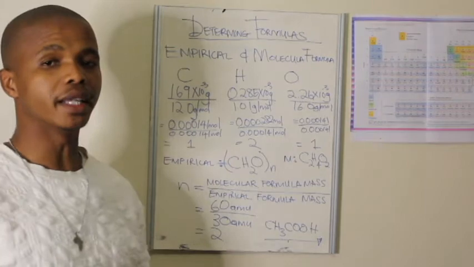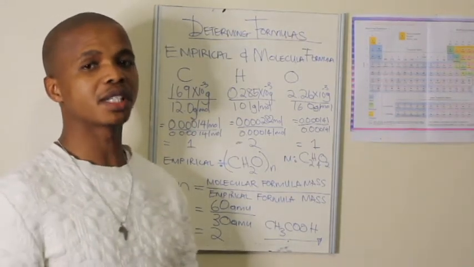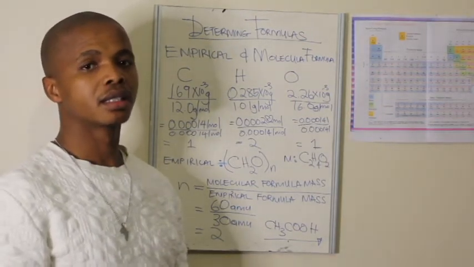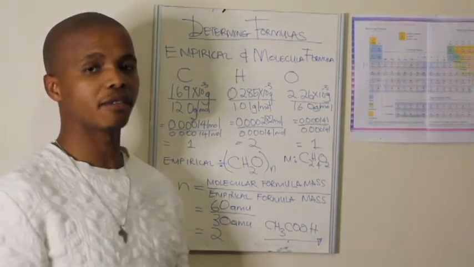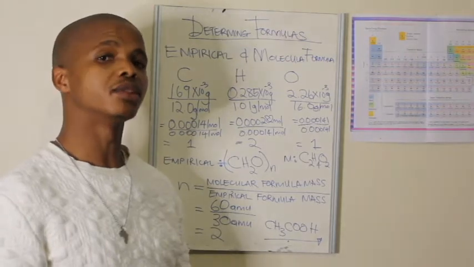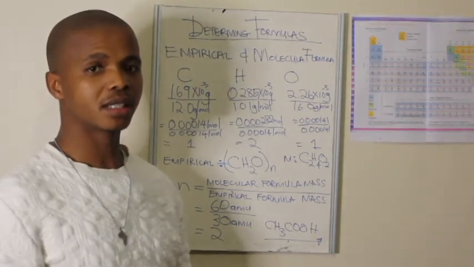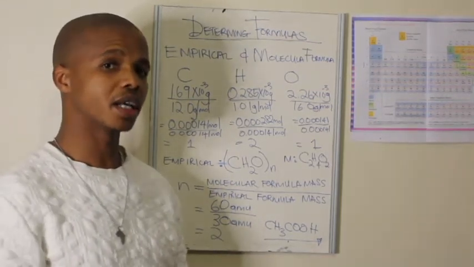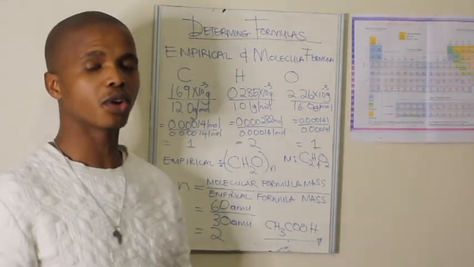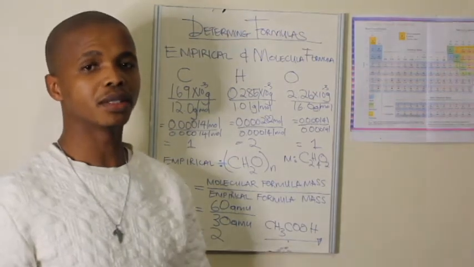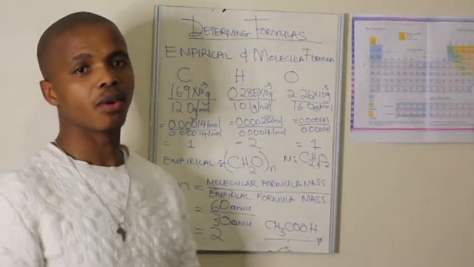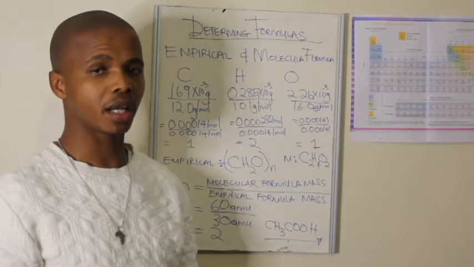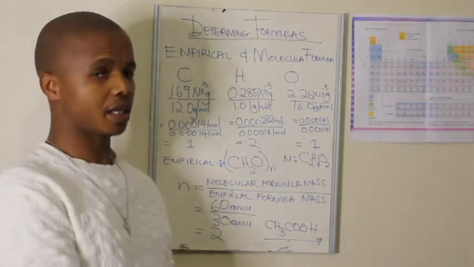Sometimes you'll be given only the mass percentages. If you are given only the mass percentages and they say calculate or determine the molecular formula of your compound, you'd have to use those mass percentages to convert to mass. Sometimes you'd have to assume that your whole compound is 100 grams. If your whole compound is 100 grams, then the mass of those elements that you are given will be equal to the mass percentage that you are given. Once you have the mass, you can calculate the number of moles.